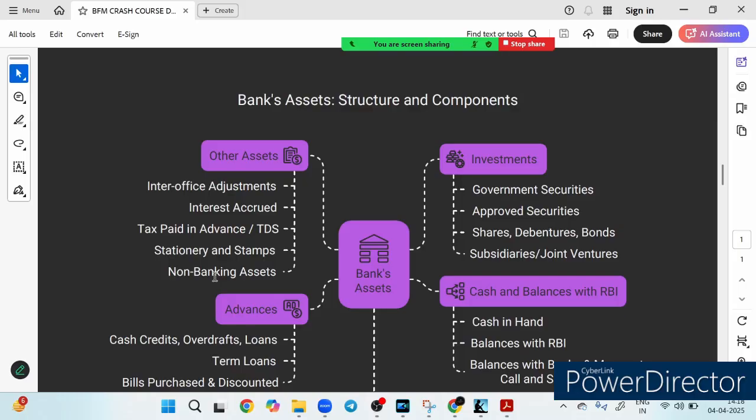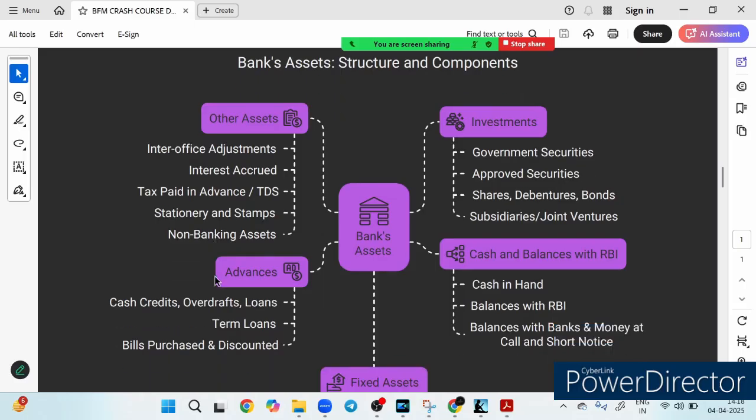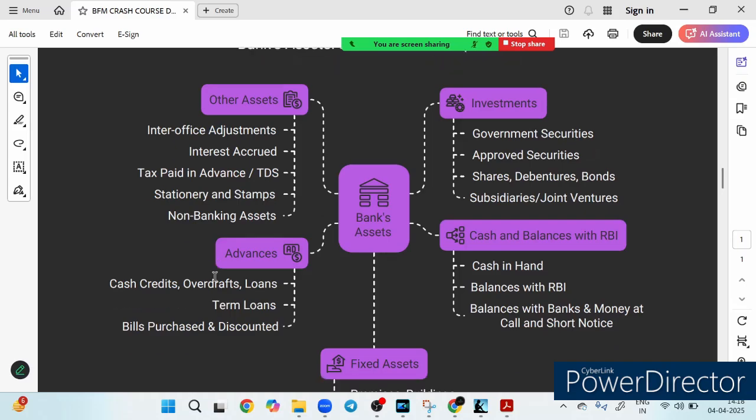Now friends, just like individuals own a house, car and investments, banks also have their own assets, valuable things that can help them generate income. But what exactly do banks own? So let's explore the different kinds of assets that they have. So bank assets means everything that the bank owns or has the right to receive.